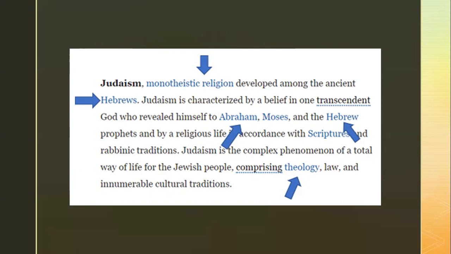For example, monotheistic religion. If you're going to click this one, you'll be directed to a page wherein it focuses about monotheistic religion. The same thing with this one, the word Hebrews. If you're going to click that one, you'll be directed to a page which discusses about Hebrews. So that's hypertext. It's a link.